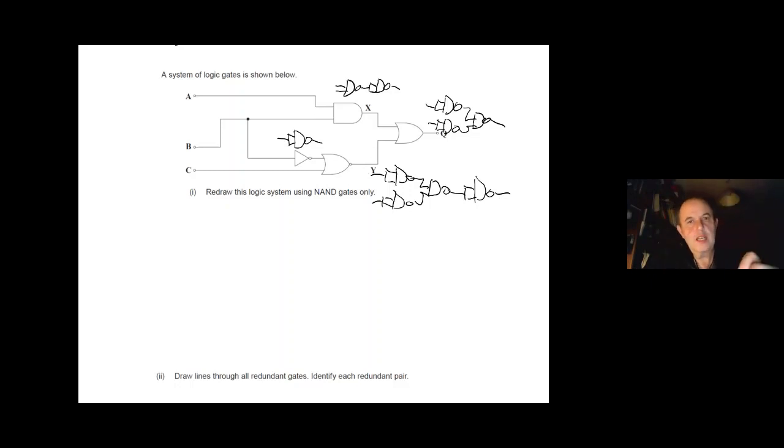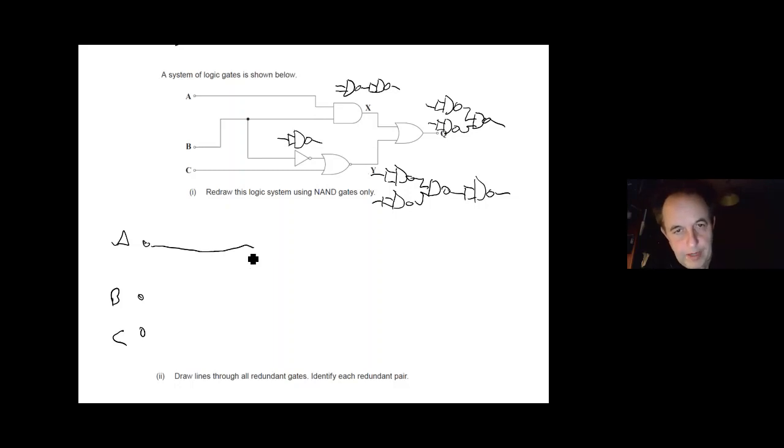Now that I've done that, I'm going to try and join them all together. So I've got my A, my B and my C. If you've done that already, then you're less likely to make mistakes during the exam when you're under pressure. So what I'm going to try and do now is replace the gates with what I've drawn.